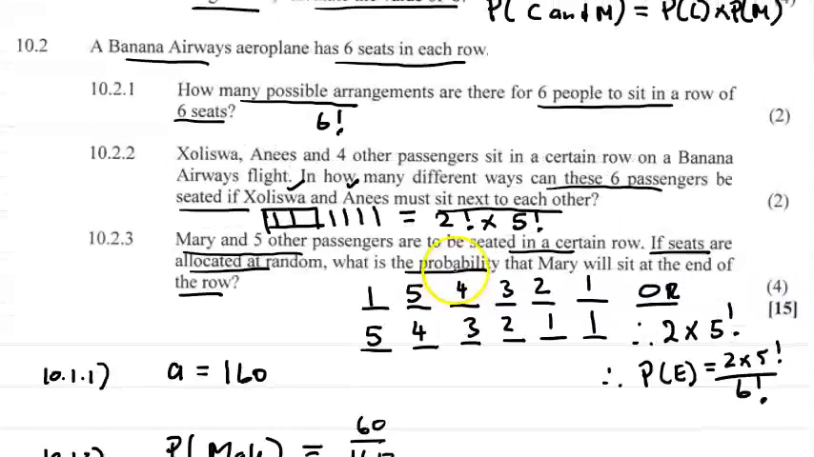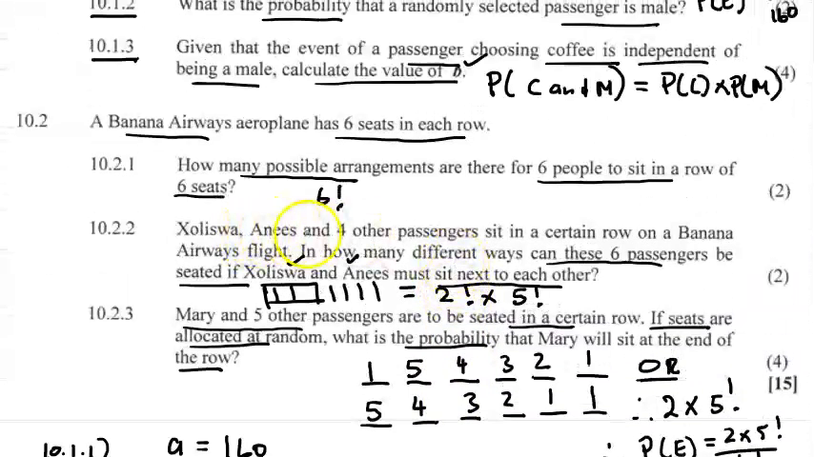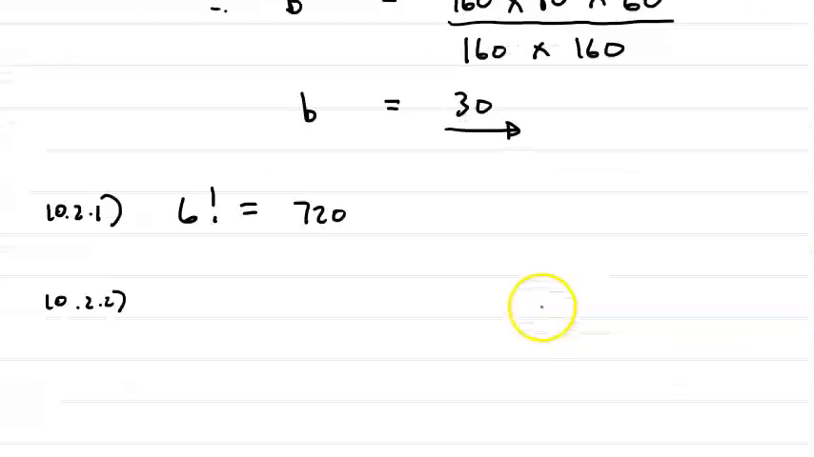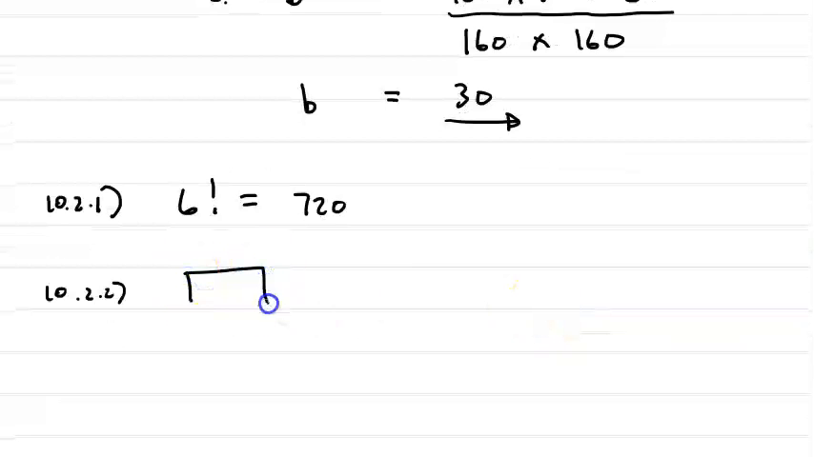10.2.2. They say Koliswa and Anis and 4 other passengers sit in a certain row on a Banana Airways flight. In how many different ways can these 6 passengers be seated if Koliswa and Anis must sit next to each other? So I'll explain it one more time to you. If Koliswa and Anis are going to sit together, they must remain together as one group, and the 4 other passengers, 6 in total, Koliswa and Anis must be together.